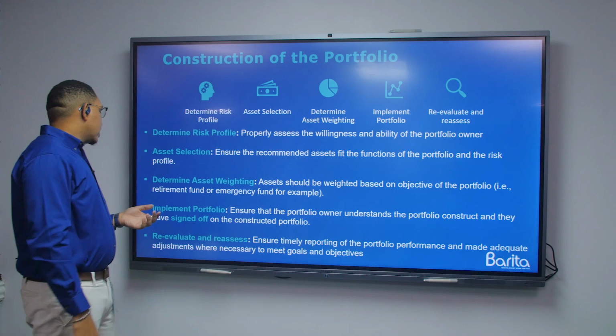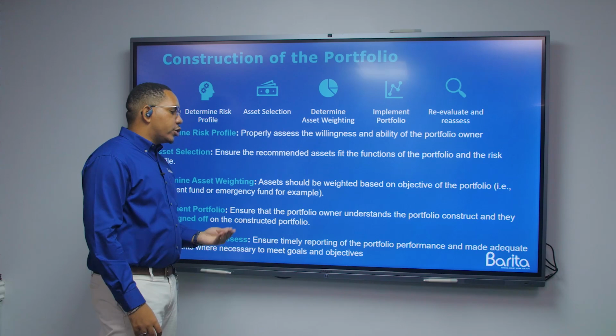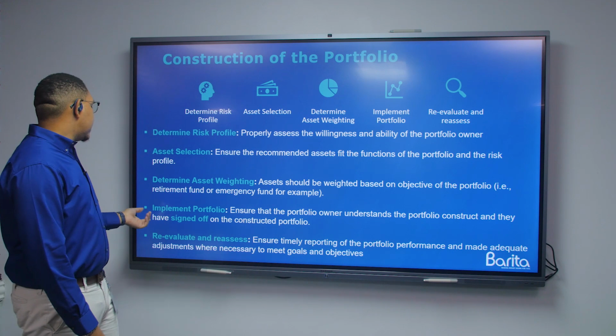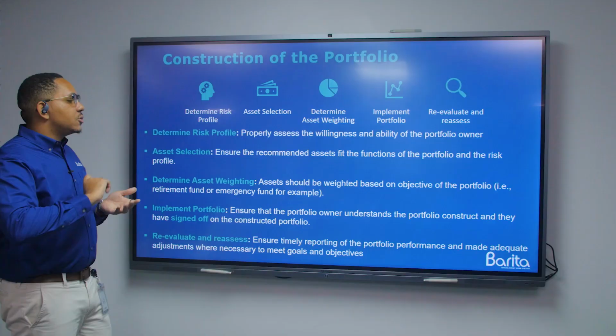Then you implement the portfolio. You ensure that the portfolio owner understands the portfolio construct, meaning that what you have selected in terms of assets and what you have determined in terms of asset weighting is fully communicated to the client, and they then sign off on this constructed portfolio. Again, documentation is very important. They sign to say, I understand what is in this portfolio and this is aligned with what I want to do. We explain to them what the portfolio is going to do, how it's potentially going to perform.